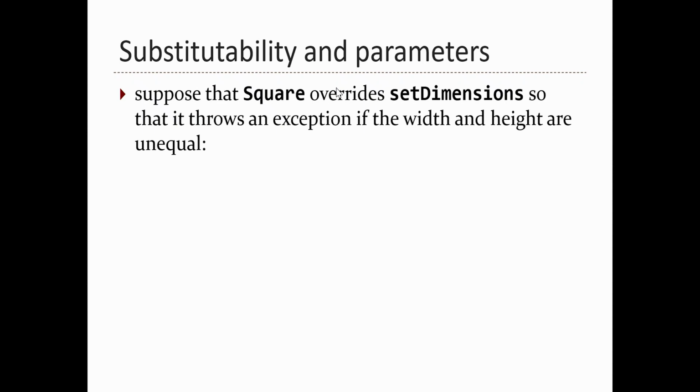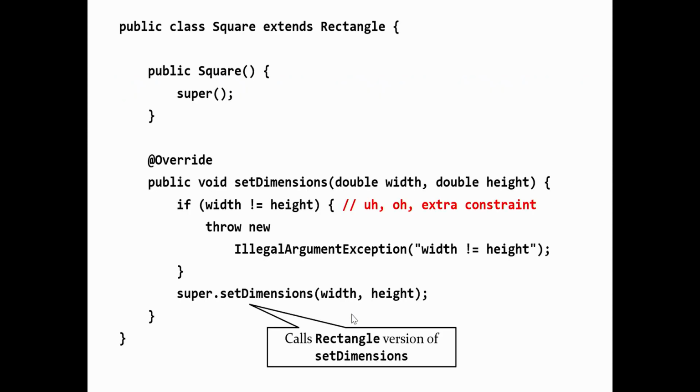So the problem with square is that squares don't have independent widths and heights. As the implementer of square, you might decide to change set dimensions so that it throws an exception if the width and height are not equal. It's easy to subclass rectangle to get square. You just extend rectangle, throw in a constructor, and then override set dimensions. Here we're going to test, are the width and height different? If they are, we're going to throw an exception. If they're the same, we're going to go ahead and call set dimensions. Notice the use of the keyword super here, which I'll explain on the next slide.